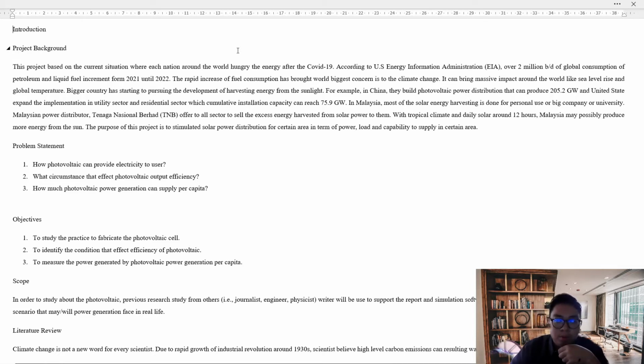Our first problem is how the photovoltaic can be used to generate electricity. Our second problem statement is what the best condition is to get the best output from the photovoltaic, and how much photovoltaic is required to generate the power per capita around Malaysia.